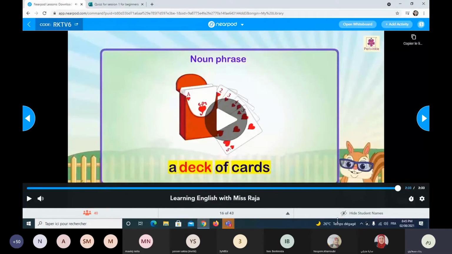Okay, so I will repeat what you have seen in the video. Collective nouns are used for a group of things. Like a swarm of flies, a flock of birds, a herd of cows, a bunch of keys, a team of horses, a class of students, a troop of monkeys. Okay, I will stop here.